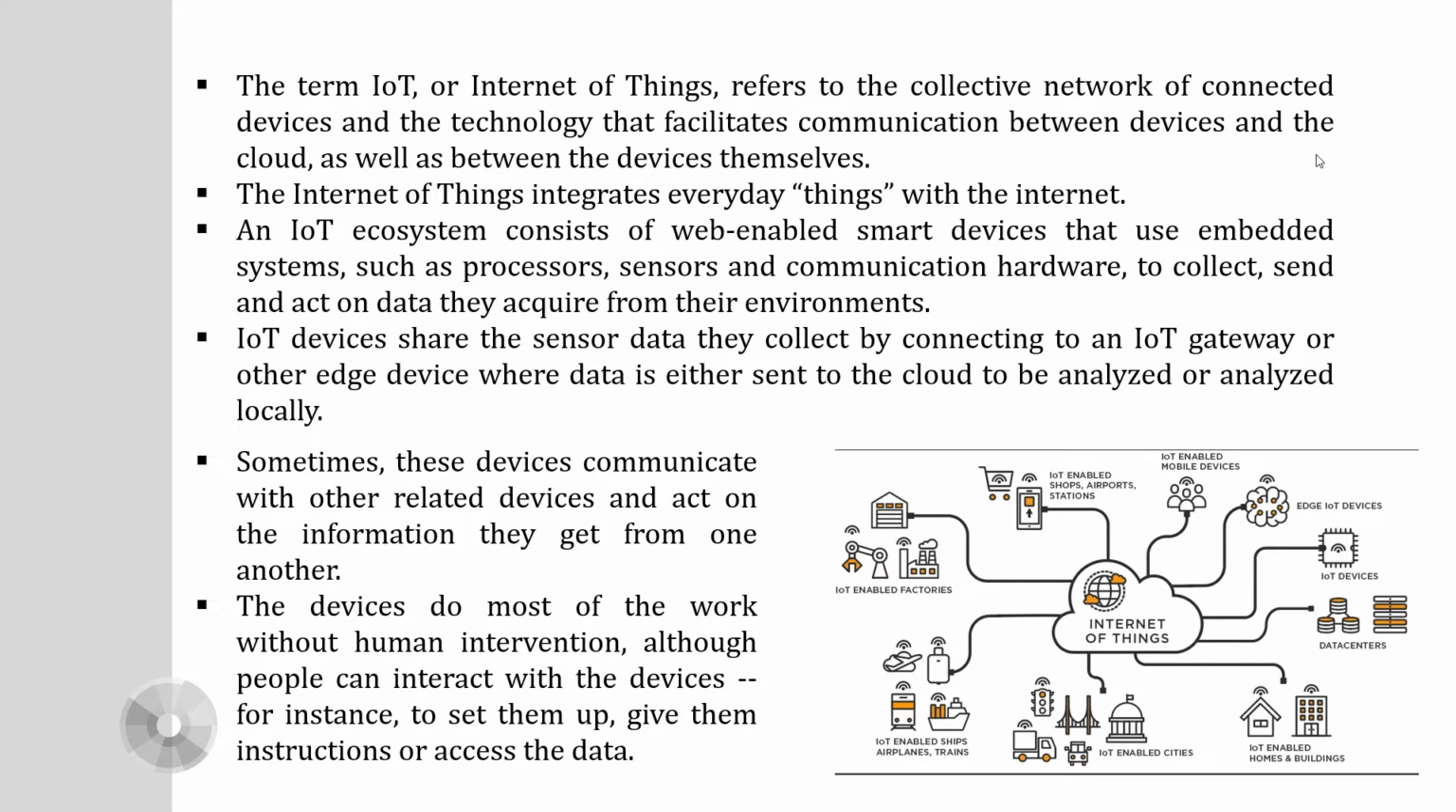Next, sometimes these devices communicate with other related devices and act on information they get from one another. The devices do most of the work without human intervention. Although people can interact with the devices, for instance, to set them up, give them instructions, or access the data. Next, this is the overview of the Internet of Things. Many devices and services are connected to the Internet of Things.